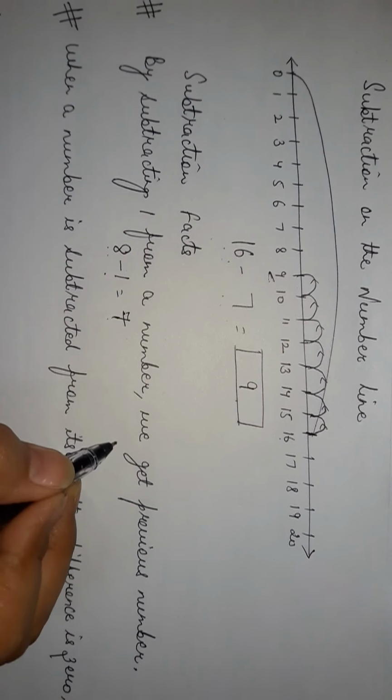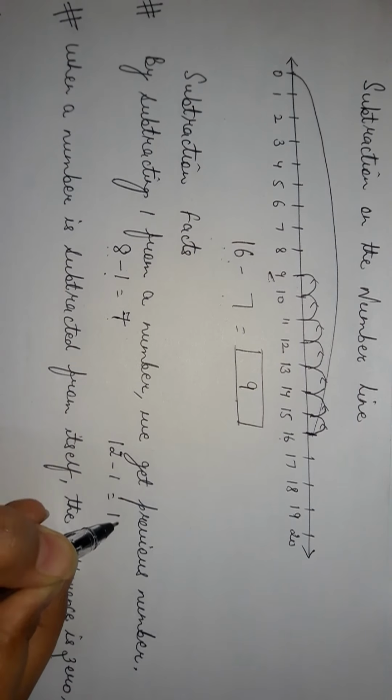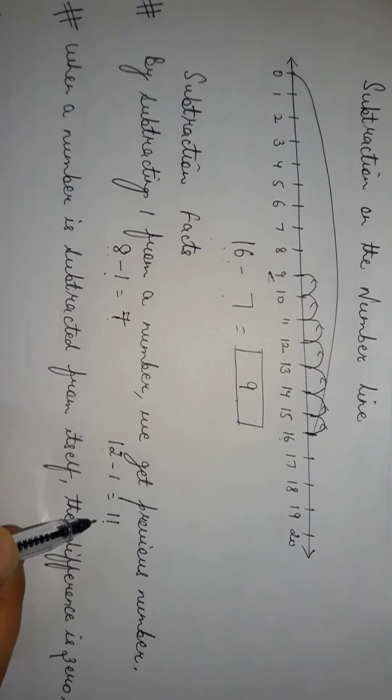Let's take one more example. If I write here 12 and subtract 1 from 12, what do I get? I get the number 11. So 11 is the previous number of 12.